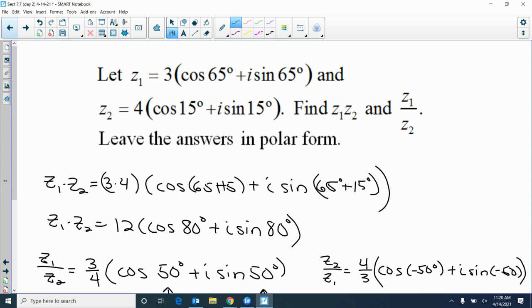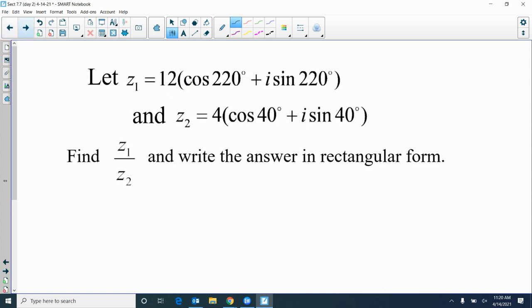Now, hold on. I said leave the answers in polar form. That's easier, obviously, because you just add those angles. Now, this one says write the answer in rectangular form. All right, we're only going to do Z1 divided by Z2. But in the end, we're going to convert to rectangular form. All right, go ahead and do Z1 divided by Z2. You've got to do it in polar first. Keep your Z values in polar. Don't convert those to rectangular at this point.